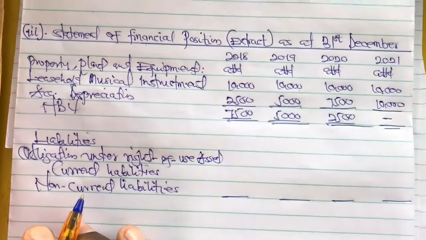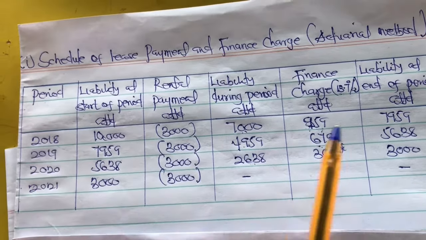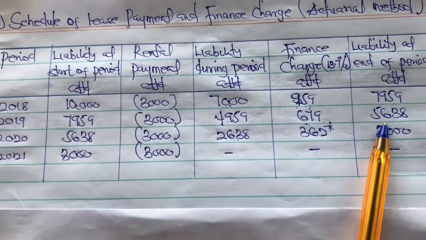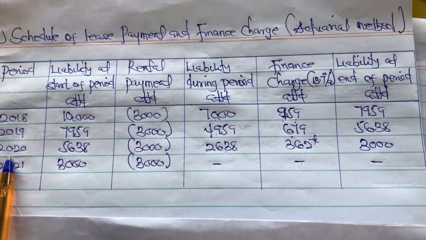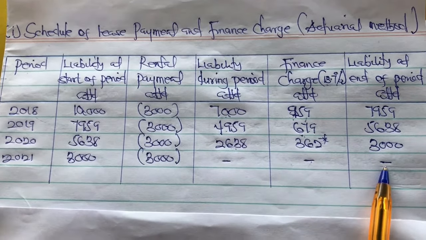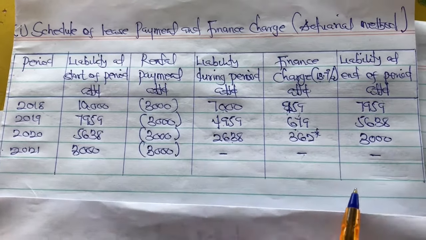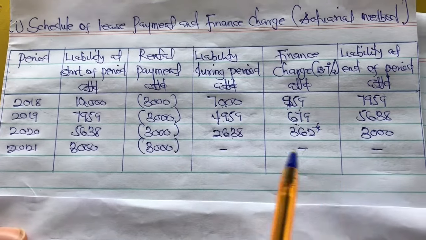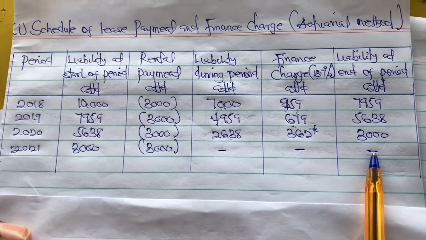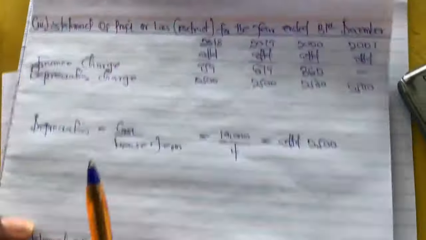Okay, so you can see from our calculation here, at 2018 there is a liability at close of 7,959. For 2019, 5,638. For 2020, the total liability is 3,000. So for 2021, there is no liability. Okay, so we are going to present these liabilities as the total liability because payments are made in advance. So for 2018, we have this, 2019 this, and 2020 this. There is no liability for 2021. Is that clear?